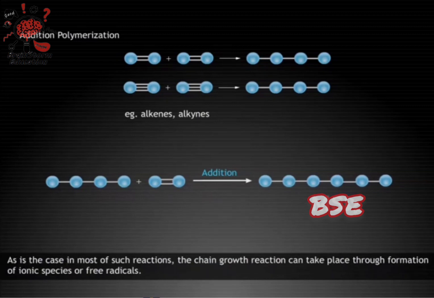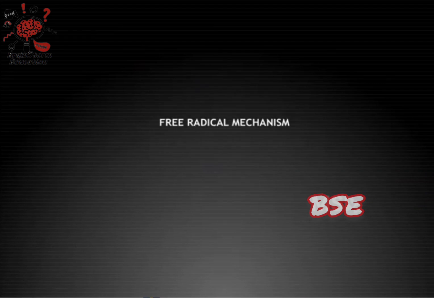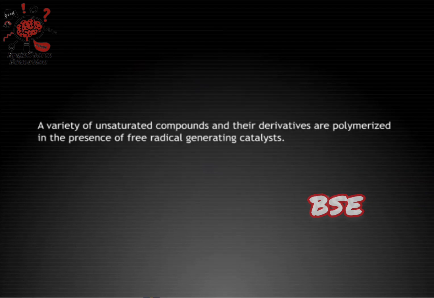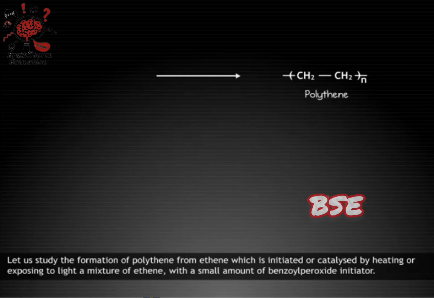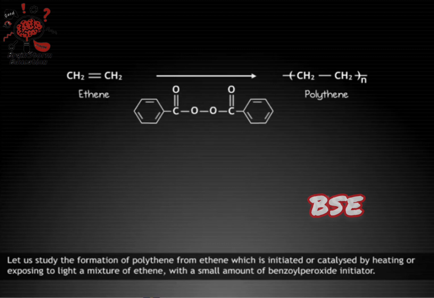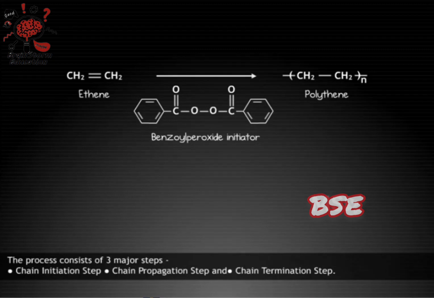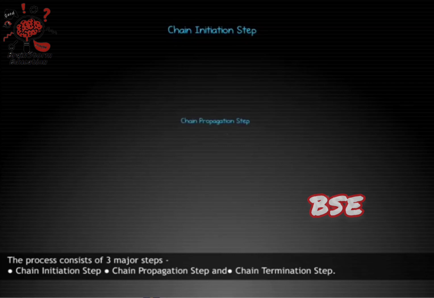As is the case in most of such reactions, the chain growth reaction can take place through formation of ionic species or free radicals. Free radical mechanism. A variety of unsaturated compounds and their derivatives are polymerized in the presence of free radical generating catalysts. Let us study the formation of polythene from ethene, which is initiated or catalyzed by heating or exposing to light a mixture of ethene with a small amount of benzoyl peroxide initiator. The process consists of three major steps: chain initiation step, chain propagation step, and chain termination step.